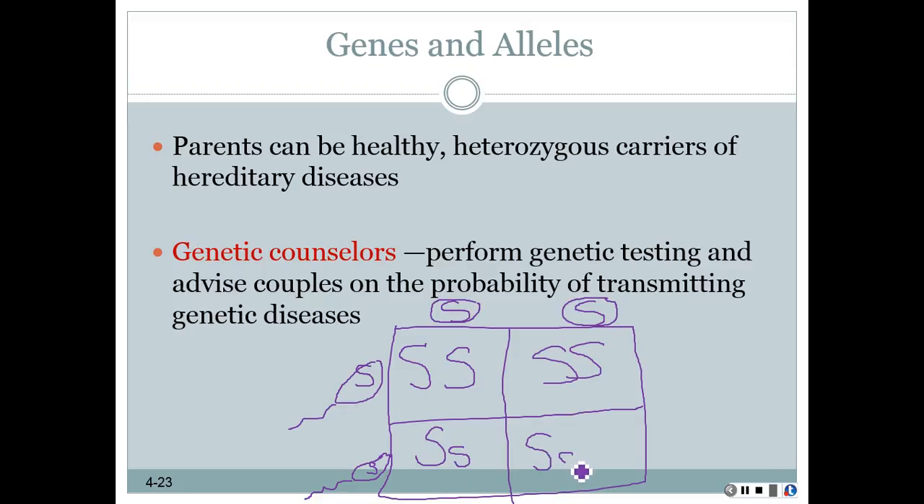Yes. So you'll see that 100% of the children have sickle cell. 50% of them will be homozygous for the sickle cell trait. The remaining 50% will be heterozygous for the sickle cell trait.